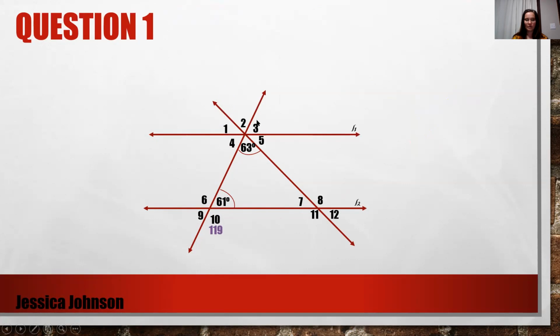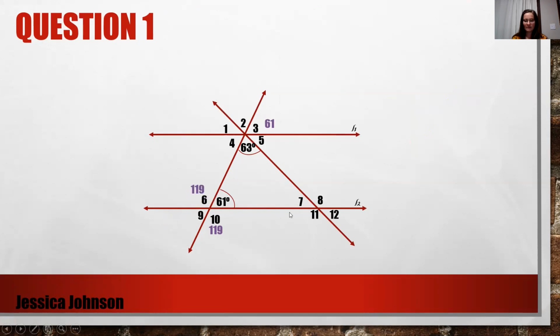I know that angle 3 is congruent to 61 degrees. So angle 3 is 61 degrees. Look at angle 6 right here. Angle 6 is supplementary angle because it follows along this line right here. So you're going to take 180 minus 61 to equal 119 degrees.